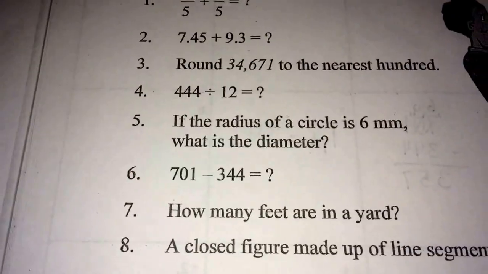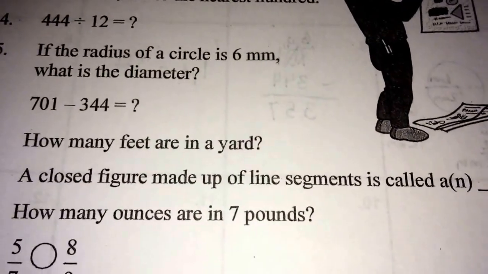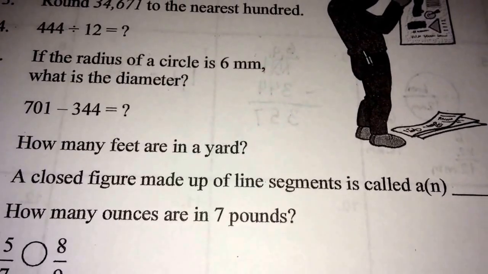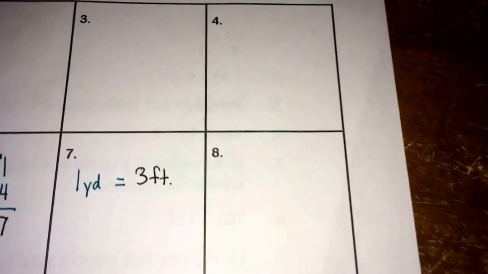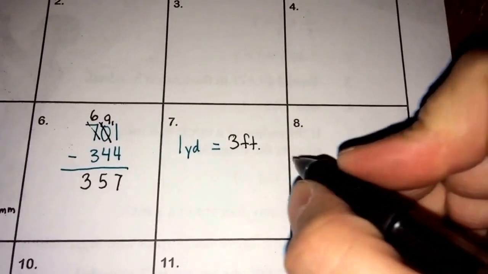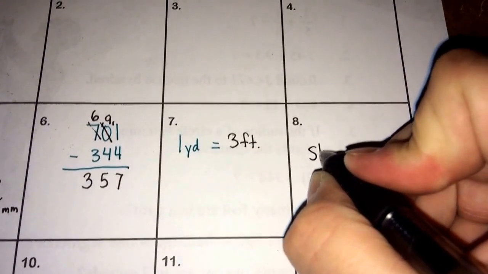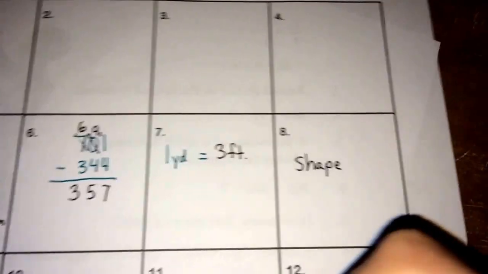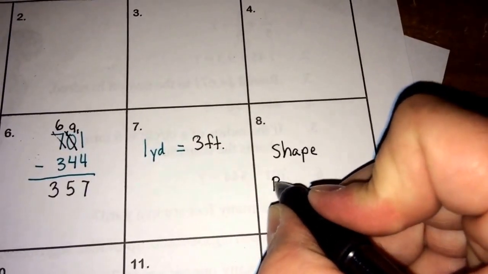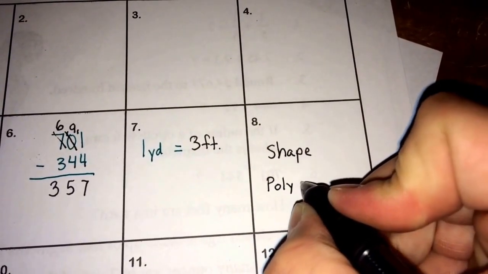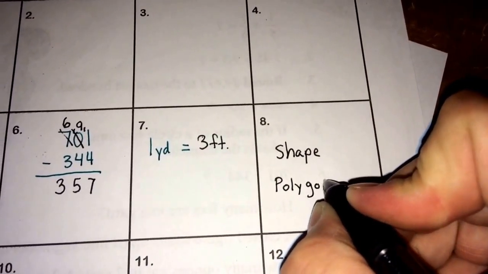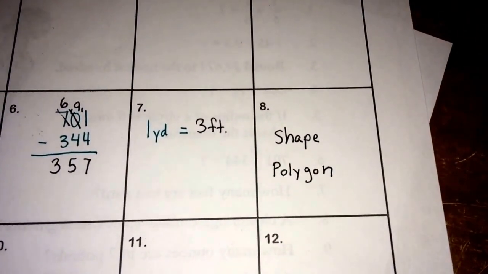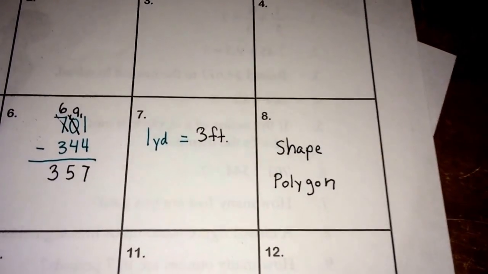And then finally, for number 8, a closed figure made up of line segments is called a, or an, and that is actually, there are 2 different terms. The generic term, we just call that a shape. But if you want to get really fancy, we can also call that a polygon. And that just means a figure with multi-sides, or multi-sided figure. So a shape or a polygon, both would work.